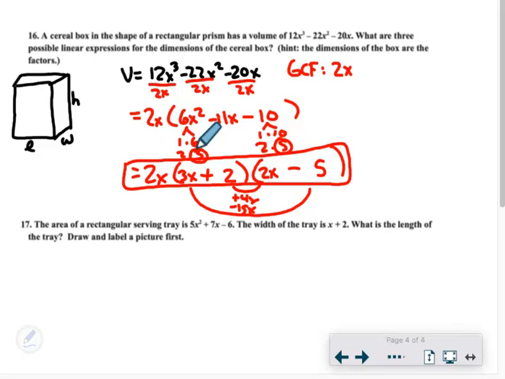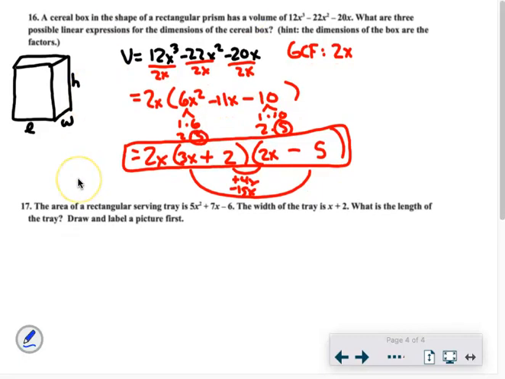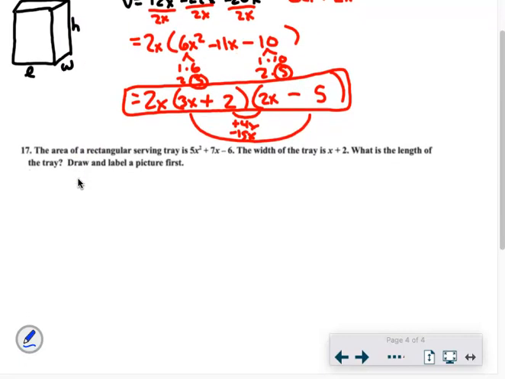Okay, and then the last one on the practice test, which might be the last one on the real test. It says the area of a rectangular serving tray is 5x squared plus 7x minus 6. They're telling you the width of the tray is x plus 2. They're asking you what the other dimension is. So this actually should be a little easier than factoring because they gave us half of the answer.